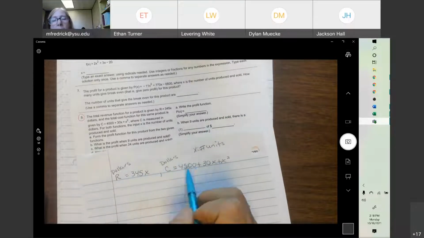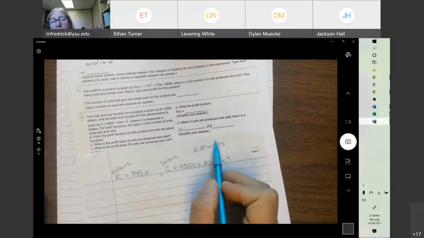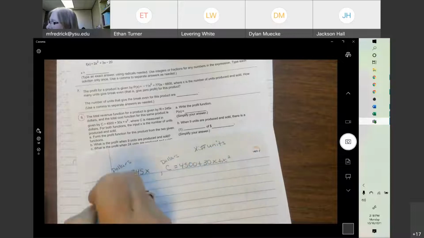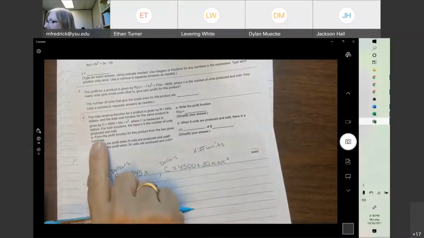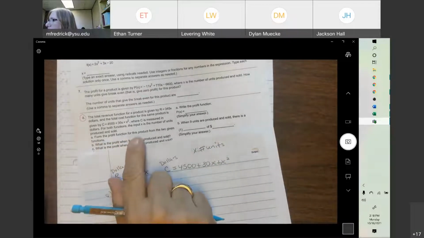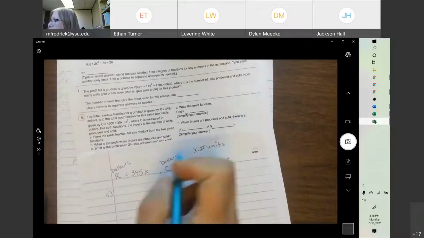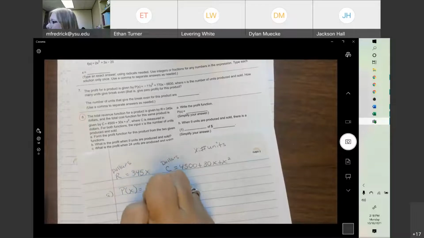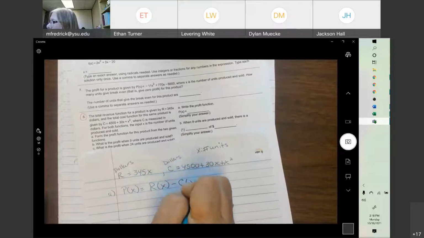So they give us the revenue and the cost, and X is the number of units sold, and we are in dollars. Part A. Form the profit function for this product from the two given functions. Well, we know profit is revenue minus cost.